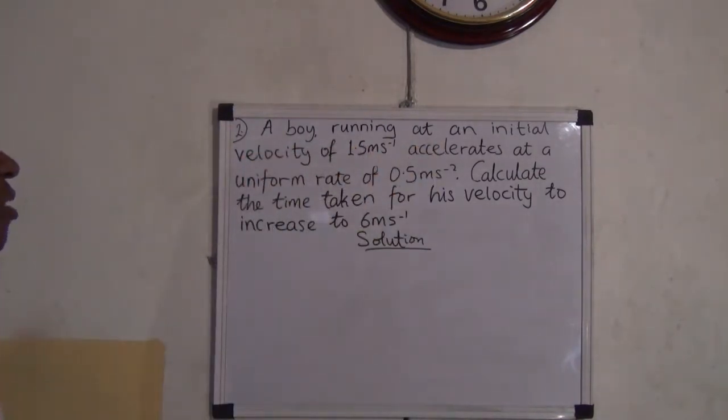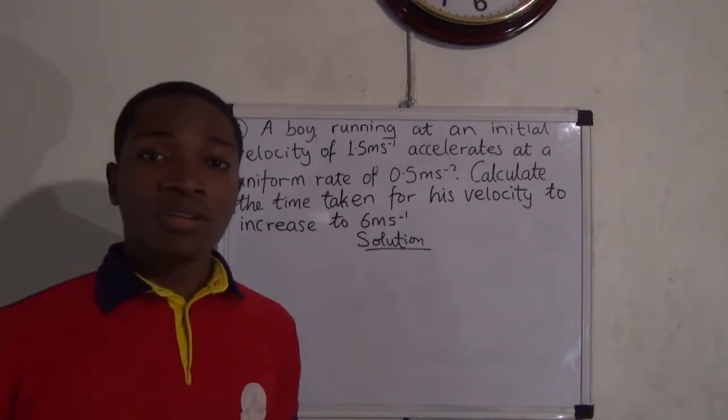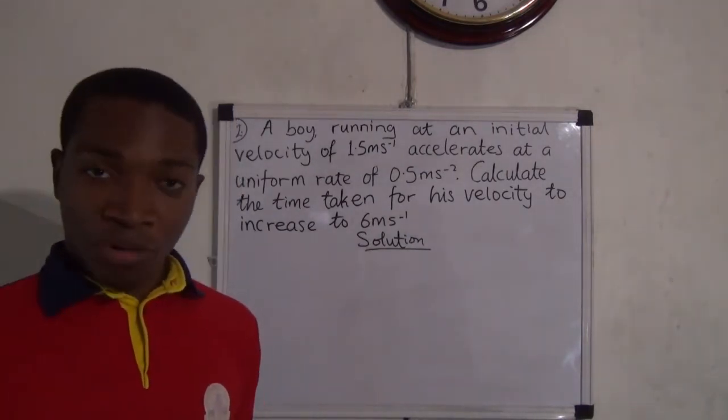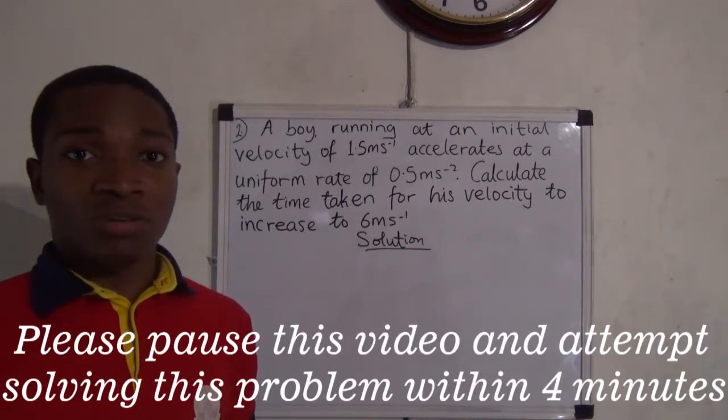A boy running at an initial velocity of 1.5 meters per second accelerates at a uniform rate of 0.5 meters per second squared. Calculate the time taken for its velocity to increase to 6 meters per second. Pause this video, solve this problem, and when you are done, compare your answer with mine.